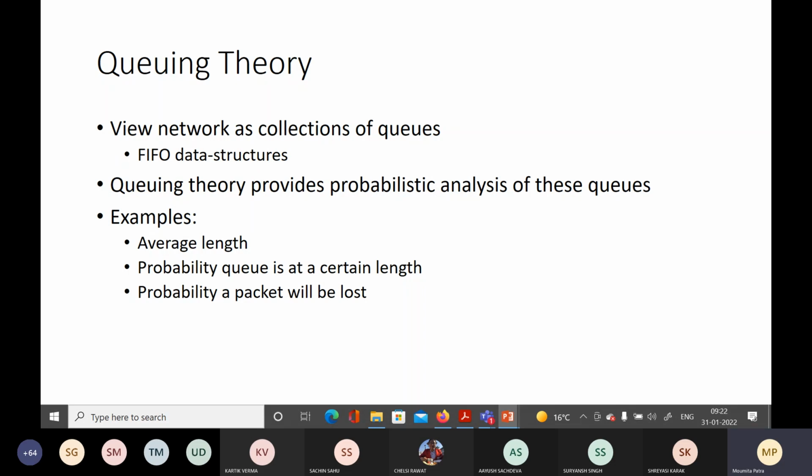Now, when will a packet be lost? When the queue is either full, or the waiting time is so much that the packet's lifetime, that is the threshold for which the packet will be alive, goes off. So when the waiting time becomes more than the lifetime of the packet, then also a packet will be dropped because it is of no use anymore.